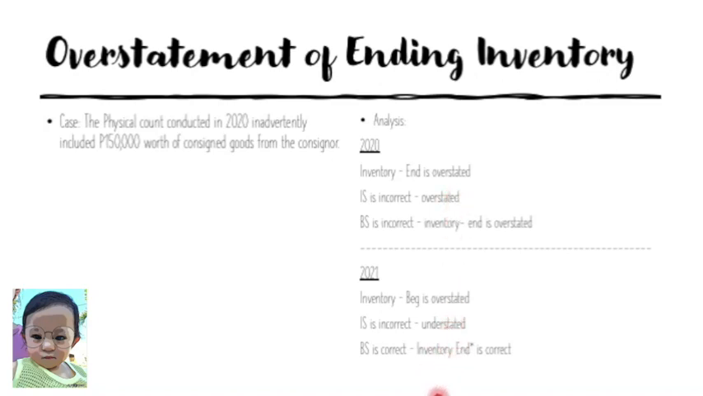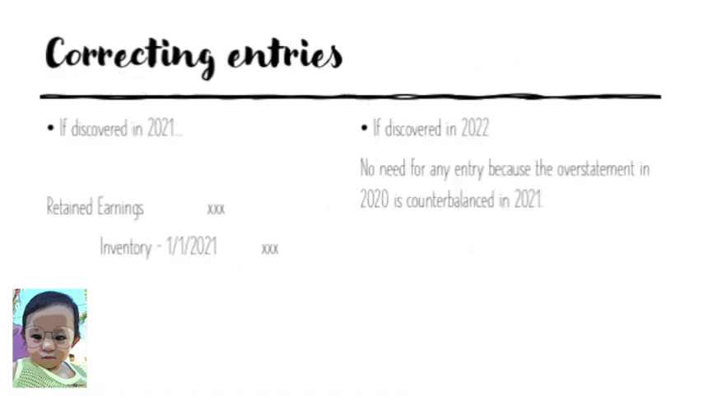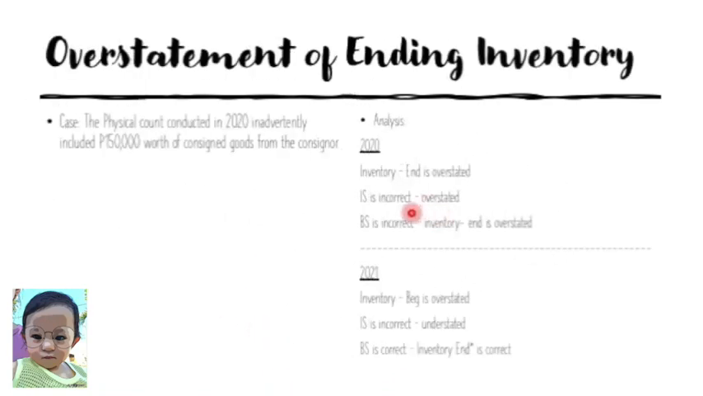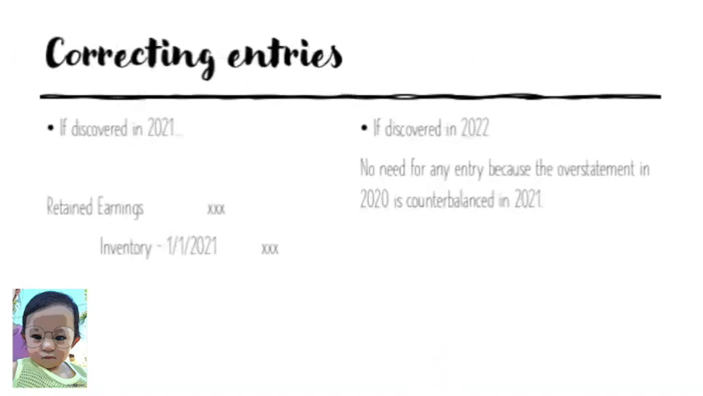So if you discovered this error in 2021, first debit retained earnings. If you remember, your income is overstated, then your retained earnings is overstated. Retained earnings end is the retained earnings beginning. So if this is overstated, retained earnings beginning for 2021 is also overstated. So in order to correct that one, debit retained earnings, reduce retained earnings beginning.